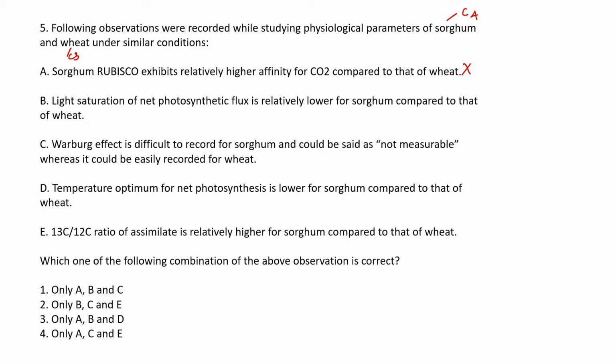Statement B. Light saturation of net photosynthetic flux is relatively lower for sorghum compared to that of wheat. So what is meant by the light saturation point? The point where the light intensity does not increase the photosynthesis rate is called the light saturation point. In C3 plants, it is 50 to 70 percent. But it is 20 percent in C4 plants. So it is lower for C4 plants, that means sorghum. So this statement is correct. Light saturation of net photosynthetic flux is relatively lower for sorghum, that means lower for C4 plants compared to that of wheat. That is correct.